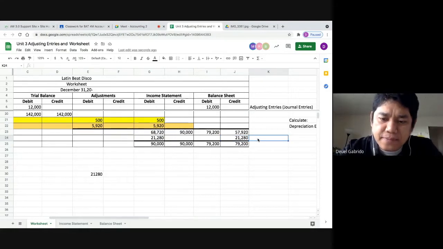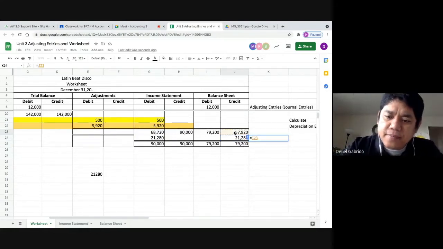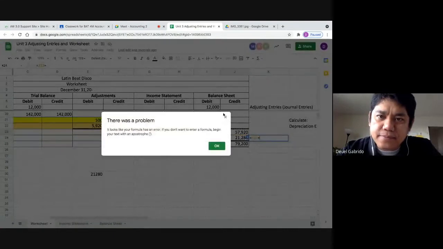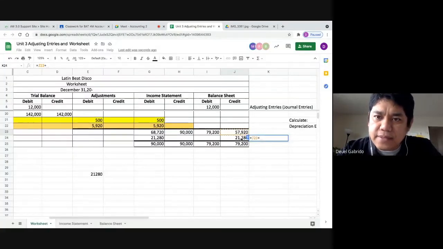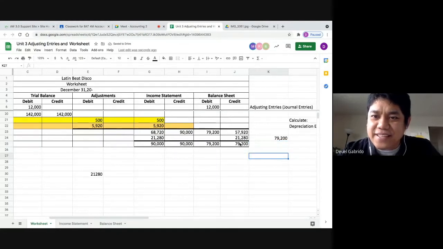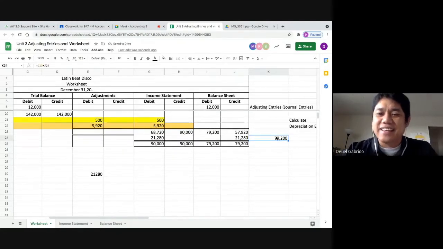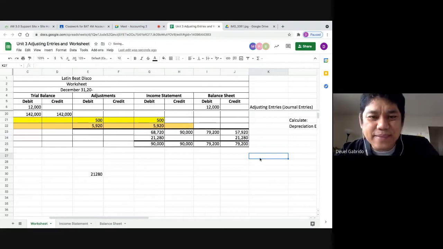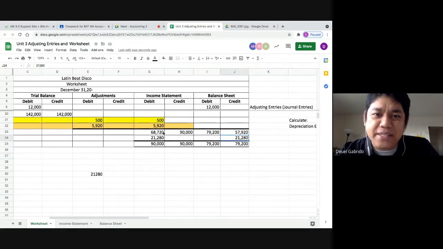Let's see. This plus this is 79,000. That's the same. So, correct. Do you understand that? Guys, the filling in number in the balance sheet must be the same as the filling in number in the income statement. If they are different, the answer is wrong.